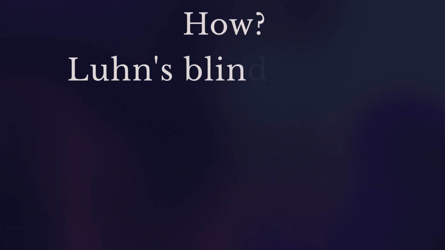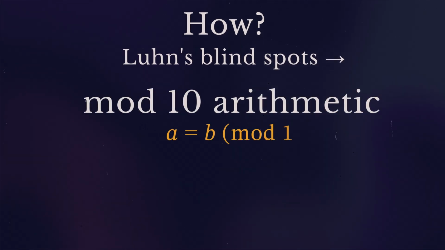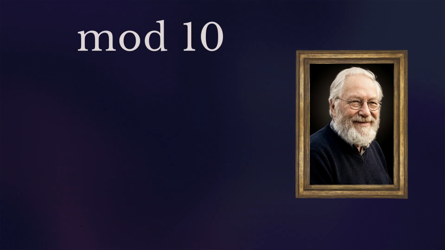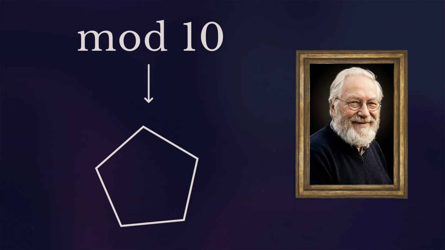How? Luhn's blind spots all come from the same source: modular 10 arithmetic. It is what mathematicians call commutative. The order in which each digit contributes doesn't matter. 2 plus 7 equals 7 plus 2. And that symmetry is exactly where certain swaps go unnoticed. Verhoeff solved this by using different math. Instead of modular 10 arithmetic, he built his algorithm on the symmetries of a regular pentagon. And it's actually easier than it sounds.